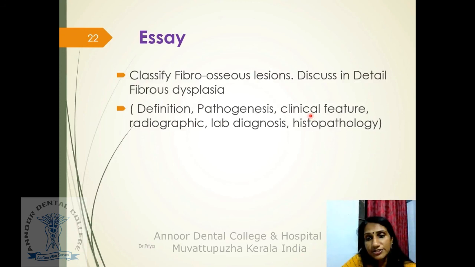Then the different clinical features, especially the monostotic type and the polyostotic type, which is further divided into Jaffe-Lichtenstein and McCune-Albright syndrome. What are the features, how is it affected, and also the other syndrome associated with polyostotic, that is Mazabraud syndrome. Then lab diagnosis, and finally the histopathology and the treatment. So this is an essay question which is usually asked from this chapter.